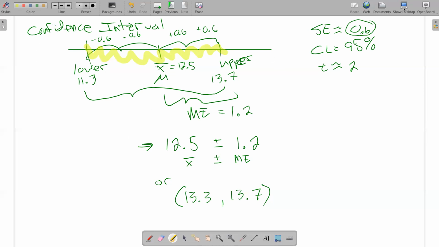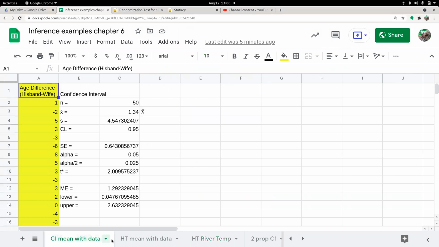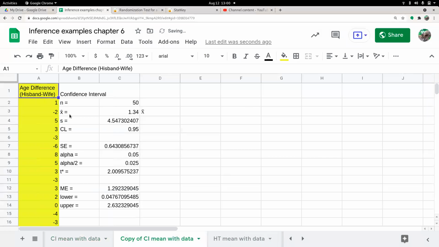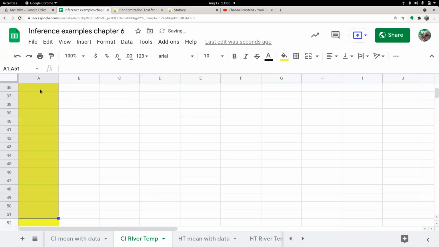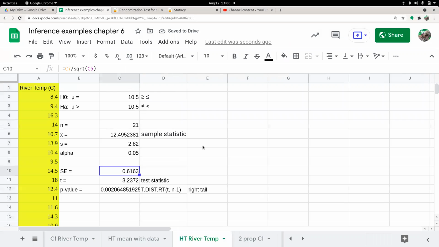To do this on a spreadsheet, we already have a spreadsheet tab to do so. Let's see. Oh, look at that. CI mean with data. So what I could do is I could just duplicate this sucker. So we could rename it CI river temp, and then all I need to do is replace my data. So I'm just going to first highlight this data and delete it, and then go get the correct data. The spreadsheet will do it for me.